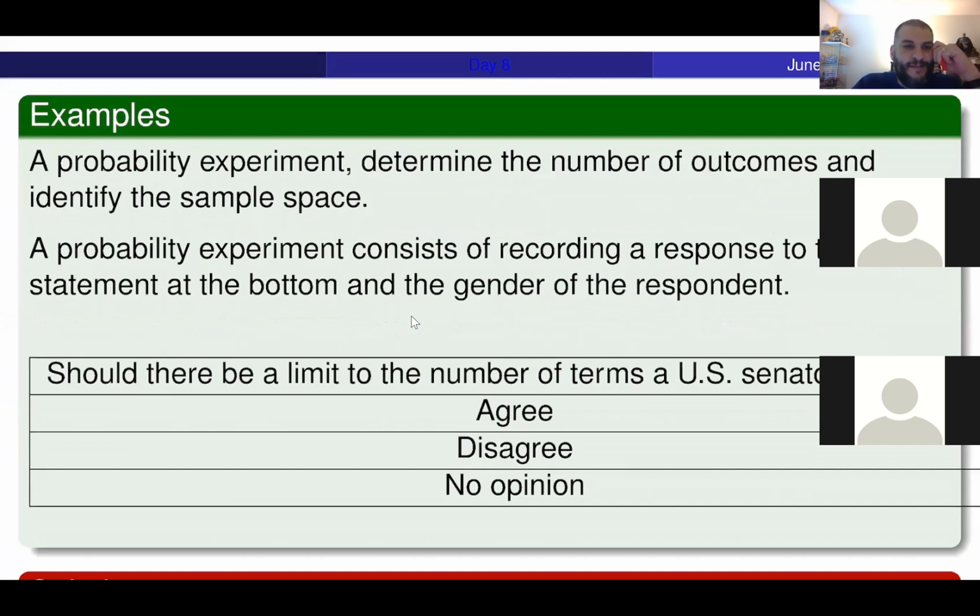For this one, it says the probability experiment determines the number of outcomes and identify the sample space. A probability experiment consists of recording a response to the survey statement at the bottom and the gender of the respondent. So, should there be a limit to the number of terms a U.S. senator can serve? They give the option of agree, disagree, or no opinion. For this one, you want to pay attention. We want the respondent's answer. Did they say agree, disagree, or no opinion? But we also want their gender.